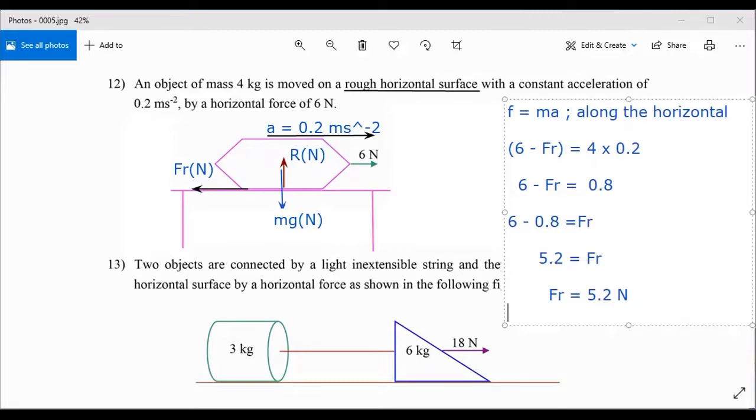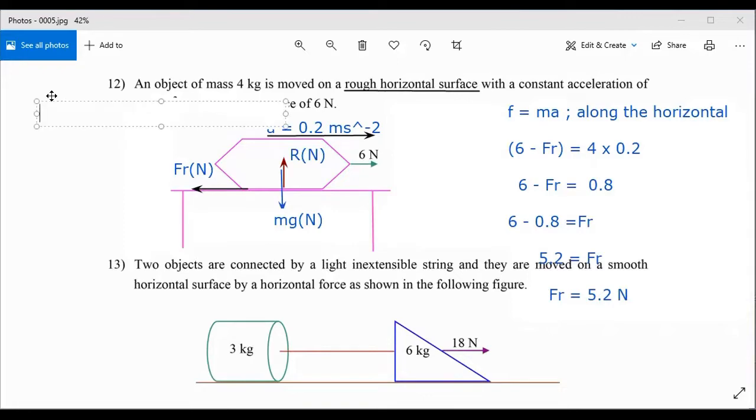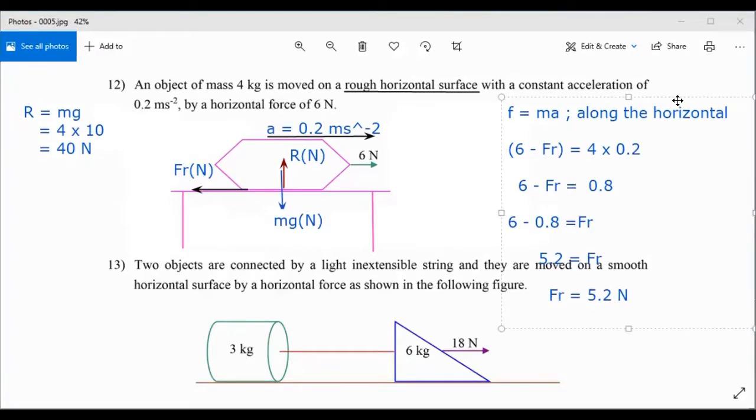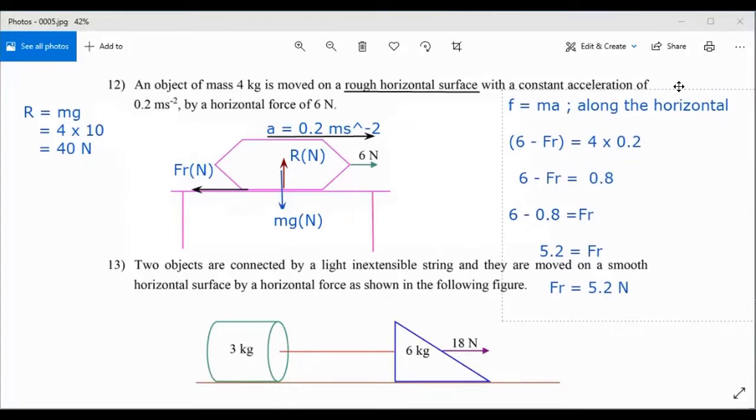Right. So leave a line and write. Upward force is R, downward force is mg. So R equals mg. Mass is 4 kilograms, g is 10. 4 times 10 is 40 Newton. Got it? So we have found the normal reaction force, which is given by the surface on which the object is kept.